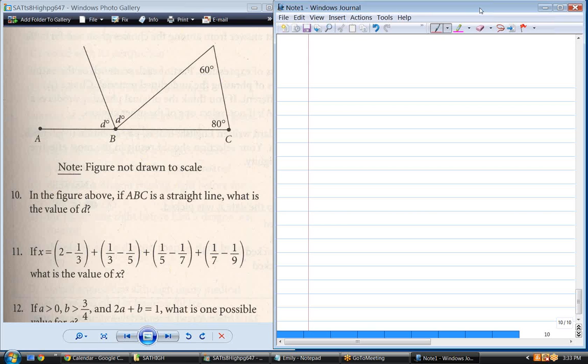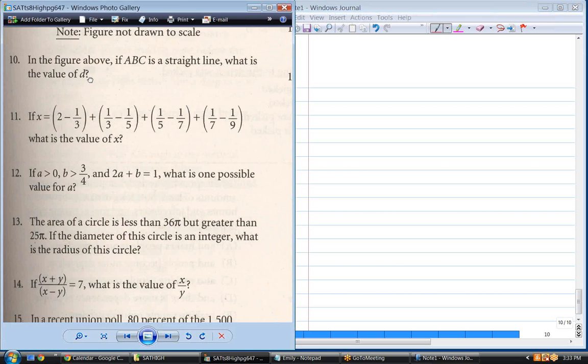What's D here? Oh, so, 40, so that's going to be 140, 70. Good.